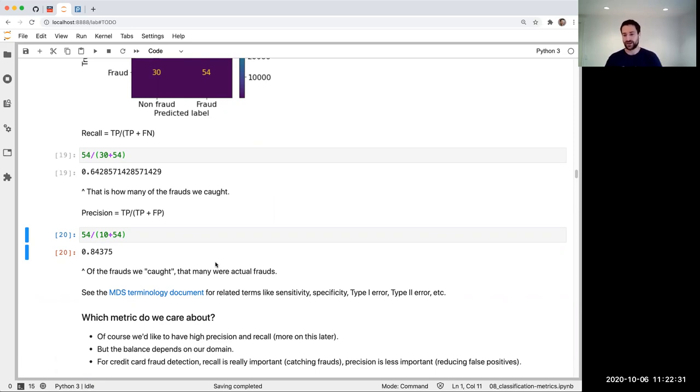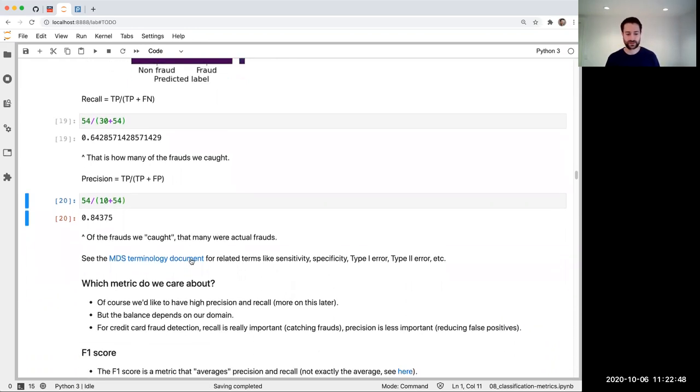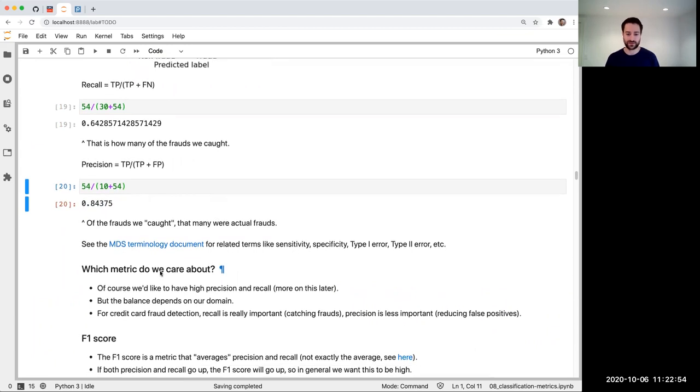The bank has to decide, well, how inconvenient is it to cancel someone's credit card when there's no fraud? How inconvenient is it to miss a fraud? And kind of pick that trade-off. So in this case, I would say they probably want higher than 64% recall, and they might be willing to tolerate more false alarms, but who knows?